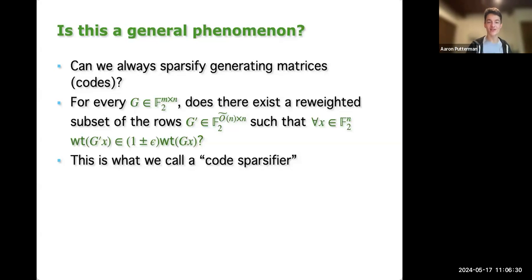And the definition of sparsification that we're interested in is that we're choosing a reweighted subset of the rows of this generating matrix, such that for every possible assignment X in F2^n, the weight of the corresponding code word with this submatrix is preserved to a 1 plus or minus epsilon factor when compared with the original code word. And this is what we call a code sparsifier or code sparsification. Hence, this is the key technique that we use in deriving the CSP sparsification results, as alluded to by the title.